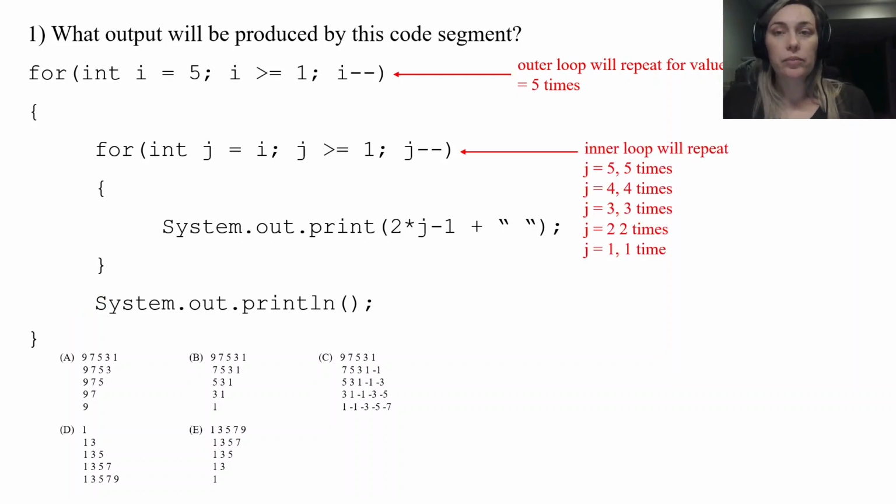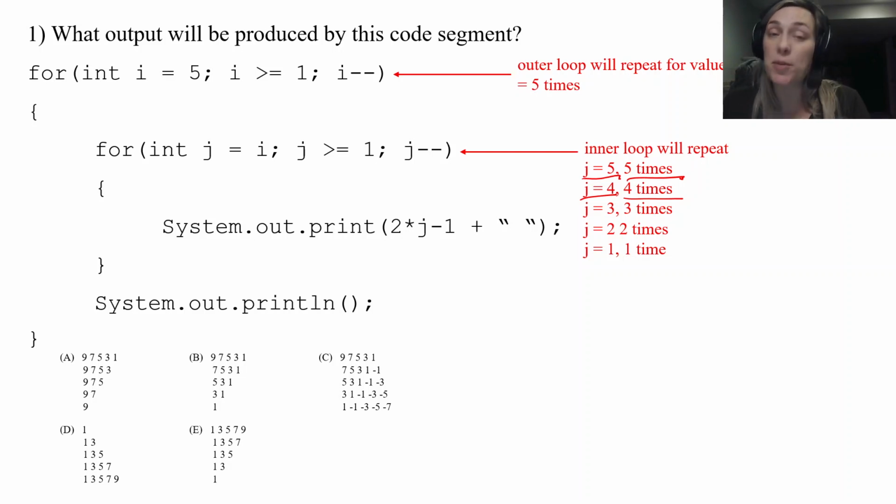Inner loop. When i is 5, j is 5, and I'm going to repeat 5 times. When i is 4, j is 4, and I repeat 4 times. Then 3, then 2, then 1. How is this helpful?